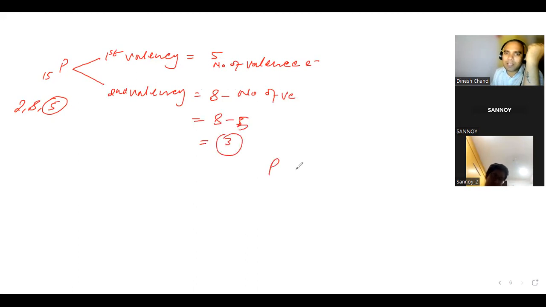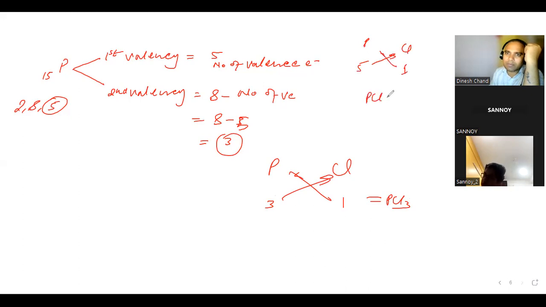So suppose phosphorus and chlorine, if you are taking, phosphorus is 3 here and here is 1. If you are cross multiplying, it is going to be PCl3. And here you see phosphorus is 5, chlorine is 1. So what is it going to be? PCl5. Yes. Can you understand this?